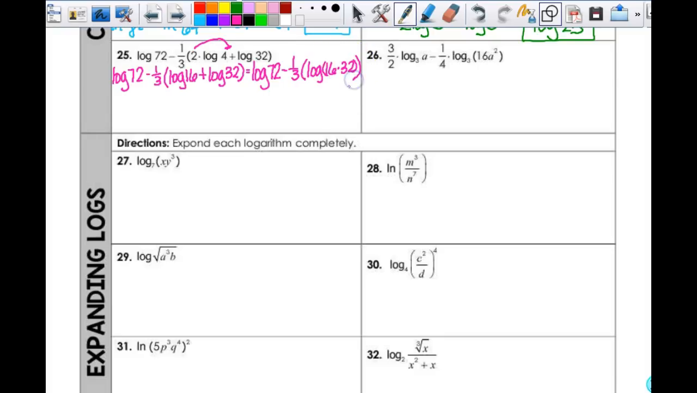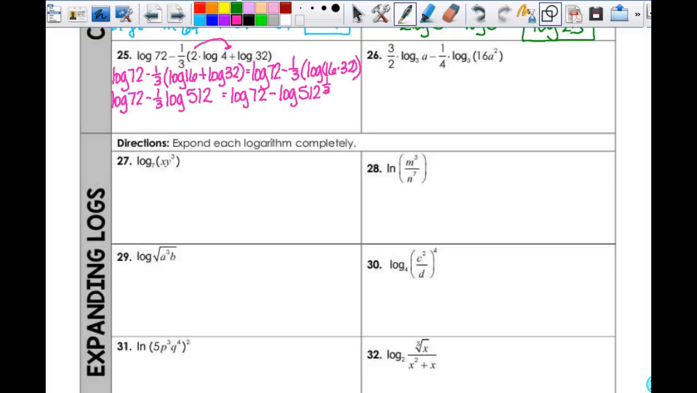That's a parentheses also. So I need to do 16 times 32. That's going to give me the log of 72 minus 1/3 times, I don't need my parentheses anymore, times the log of, well, 16 times 32 is 512. Right? So that 1/3 is going to become an exponent, and that gives me the log of 72 minus the log of 512 to the 1/3 power, which is the same thing as taking the cube root of 512.